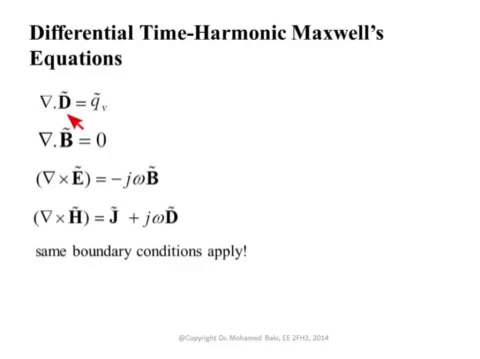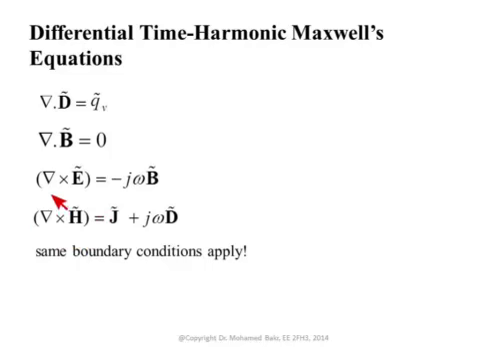So the divergence of the phasor of D at any point in space is equal to the phasor of the volumetric charge density. The divergence of the phasor of B at any point in space is equal to 0. The curl of the phasor of E at any point in space is equal to minus j omega times the phasor of B. This was minus partial B partial t.